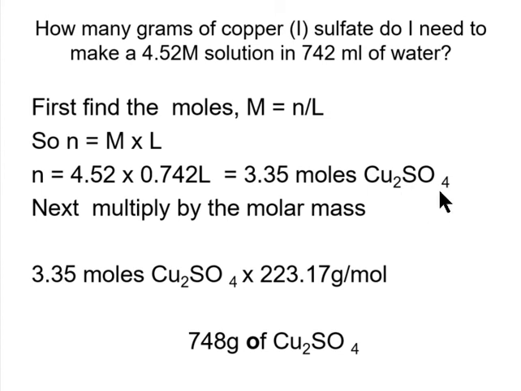If you had trouble with this formula, I have a video in the calculations playlist for chemistry that refreshes you on the charges and developing the formulas. Notice sulfate has a -2. Copper in this case, because of the Roman numeral, has a +1, so I would need 2 coppers. The next step is to multiply by the molar mass. My molar mass of copper sulfate is 223.17, and I finally will need 748 grams of copper sulfate to make the solution.